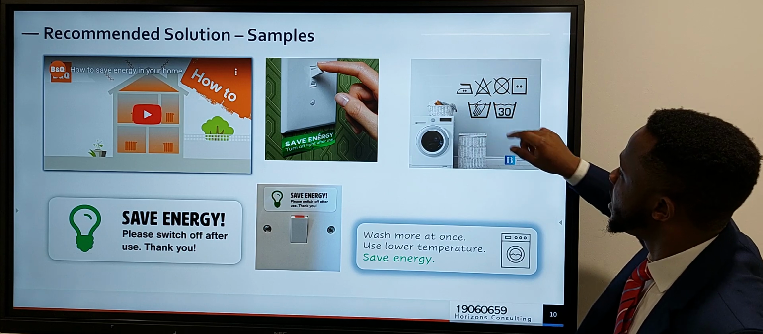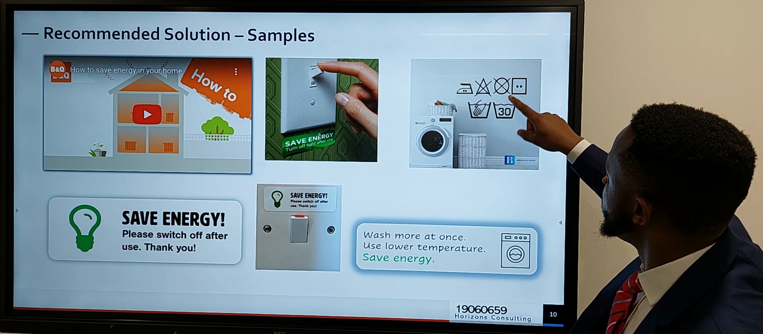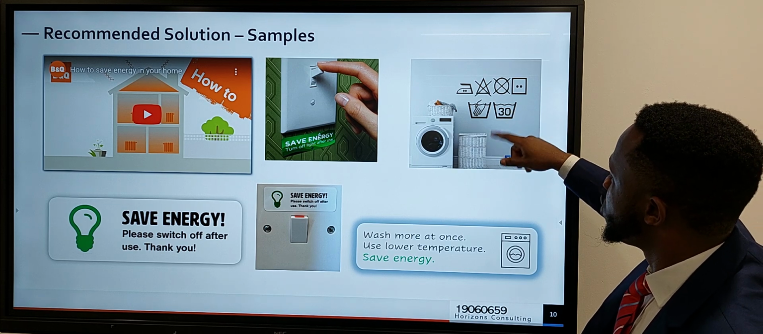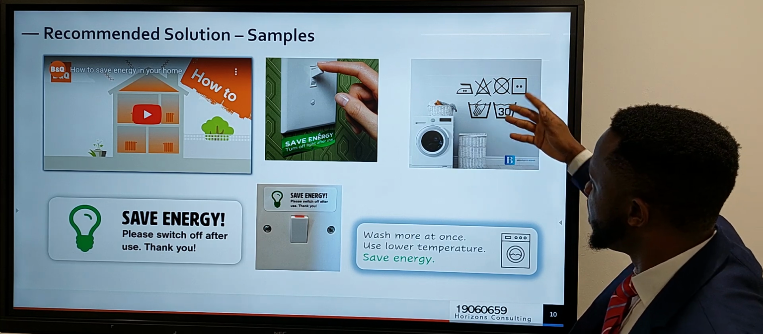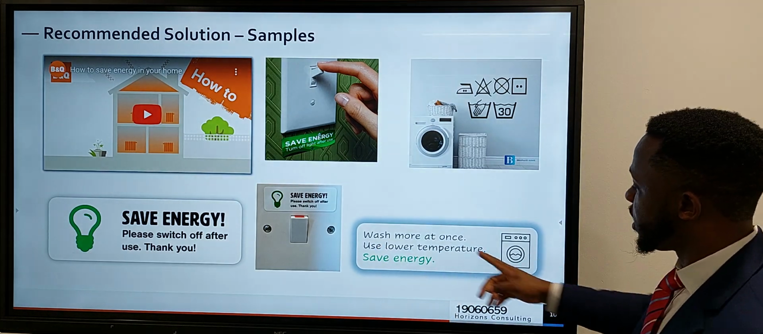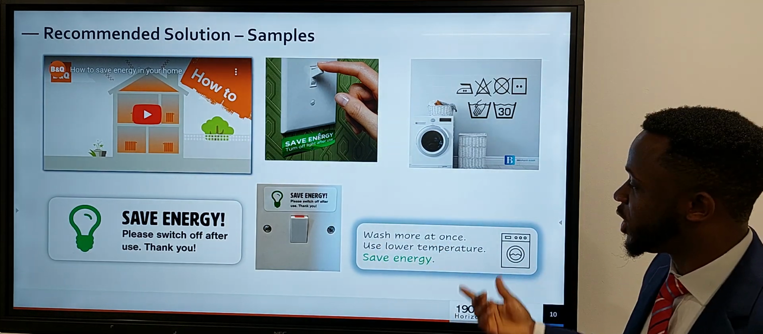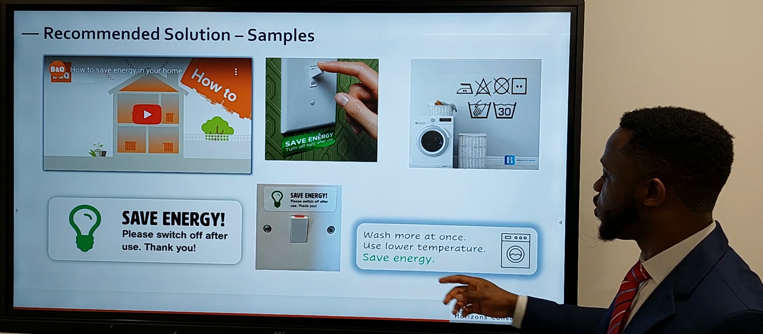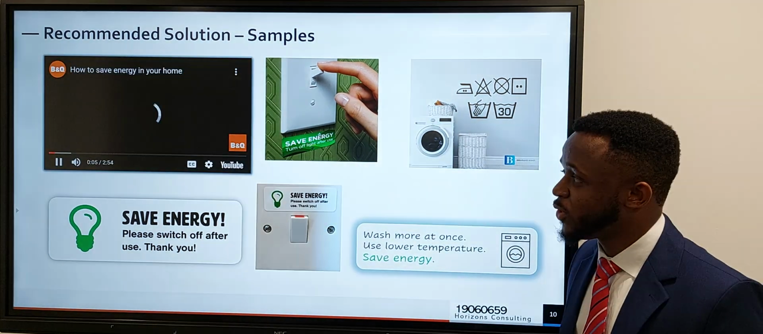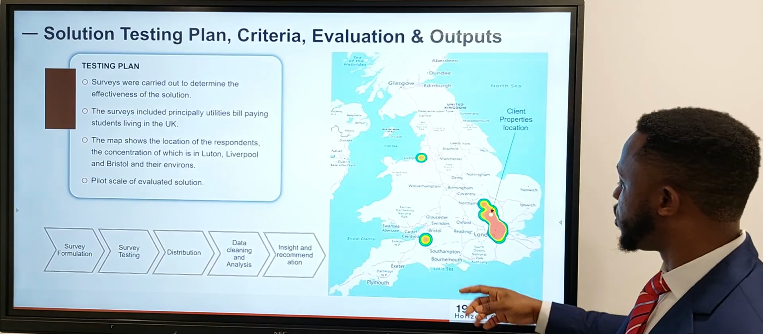And then the wash area, with some instructions: use less heat when needed. You don't need to wash with high heat all the time because it consumes energy. This is another type of sticker that can be around a wash area: wash more at once, use lower temperature. Some people wash just a few clothes at once.